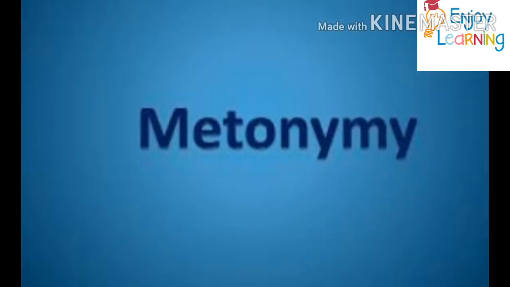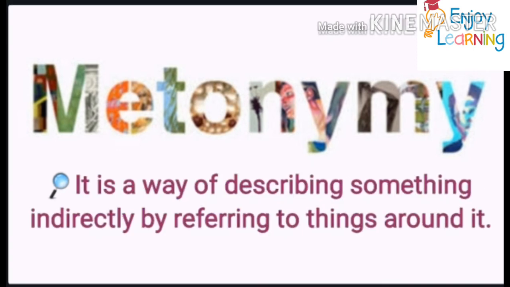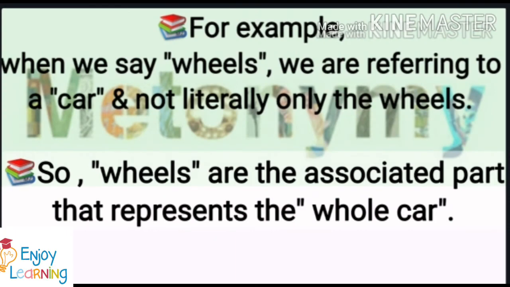Next figure of speech is metonymy. A metonymy is a figure of speech that replaces words with related or associated words. It is a way of describing something directly by referring to things around it. For example, when we say wheels, we are referring to a car and not literally only the wheels. So, wheels are the associated part that represents the whole car.